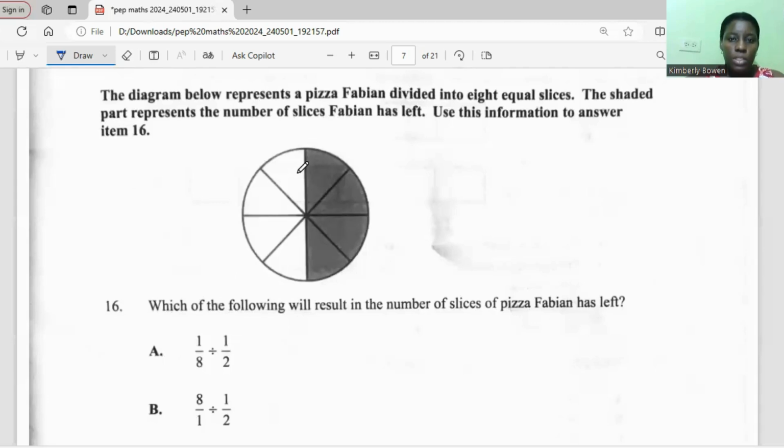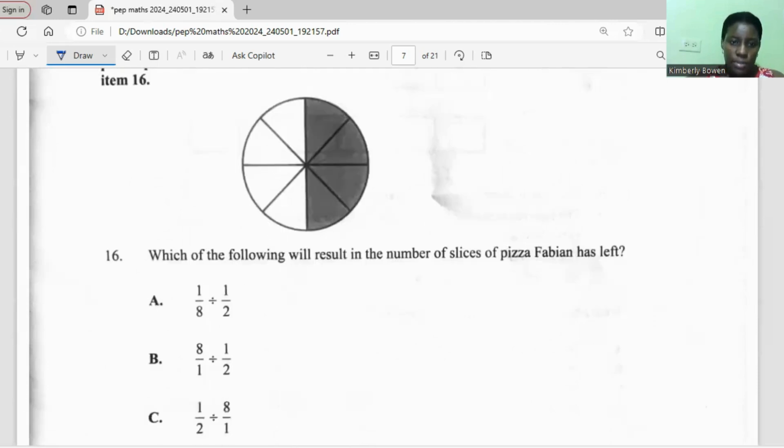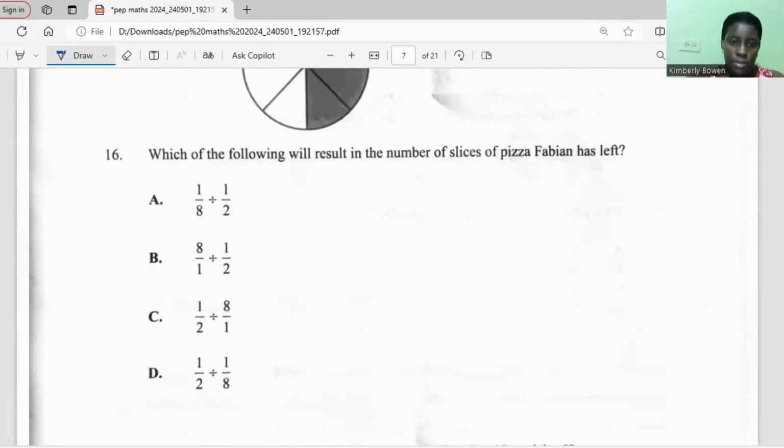So how much is it? 1, 2, 3, 4, 5, 6, 7, 8 slices. That's 8 slices. Is it 1/8 divided by a half? Or 8 out of 1 divided by a half?